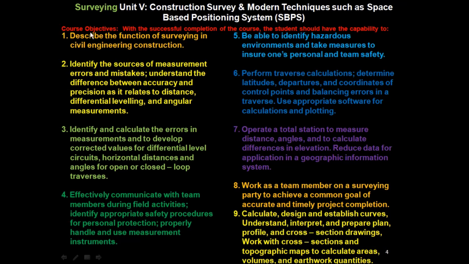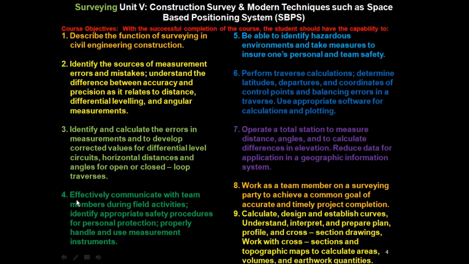Now we will see the course objectives. With the successful completion of the course, the student should have the capability to describe the function of surveying in civil engineering construction. Second course objective is identify the sources of measurements, errors and mistakes, and understand the difference between accuracy and precision as it relates to distance, differential leveling and angular measurements. Third course objective is identify and calculate the errors in measurements and develop corrected values of differential level circuits, horizontal distances and angles for open traverse or closed loop traverse.